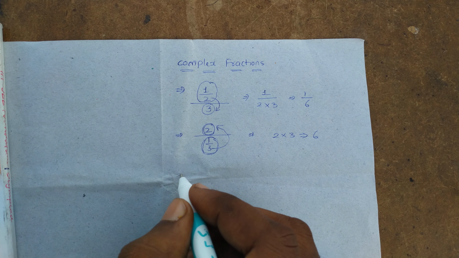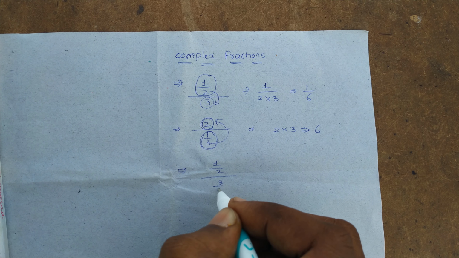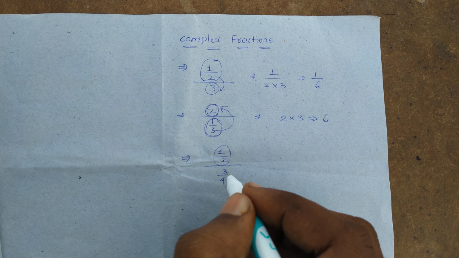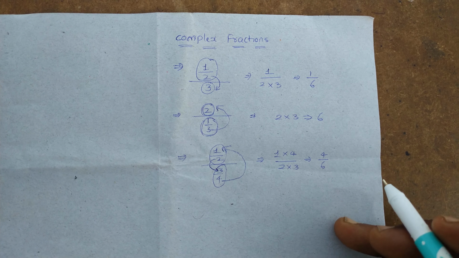What if sometimes we have, suppose, 1 by 2 by 3 by 4? Now the numerator is a fraction, and the denominator also is a fraction. In this case, what we have to do is simply take this 4 here and this 2 here, that's it. So 1 into 4 divided by 2 into 3 is 4 by 6.